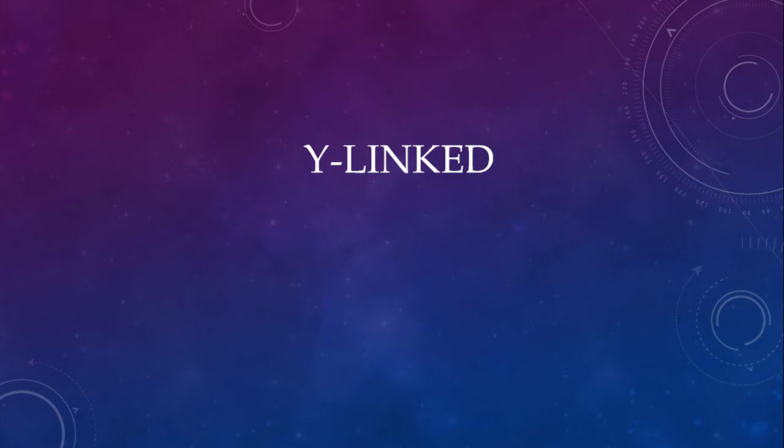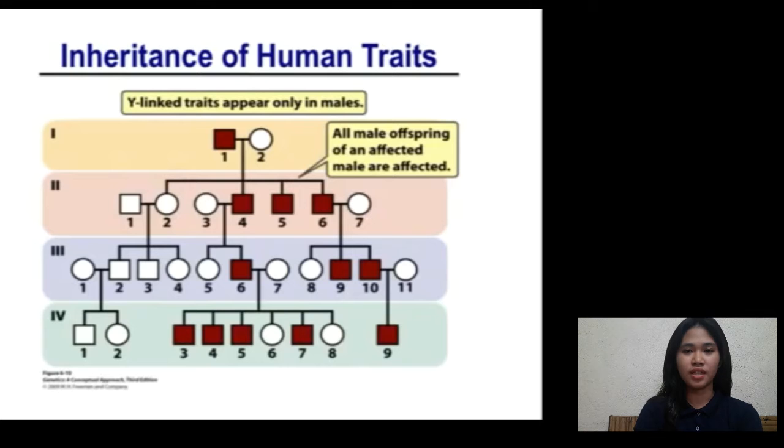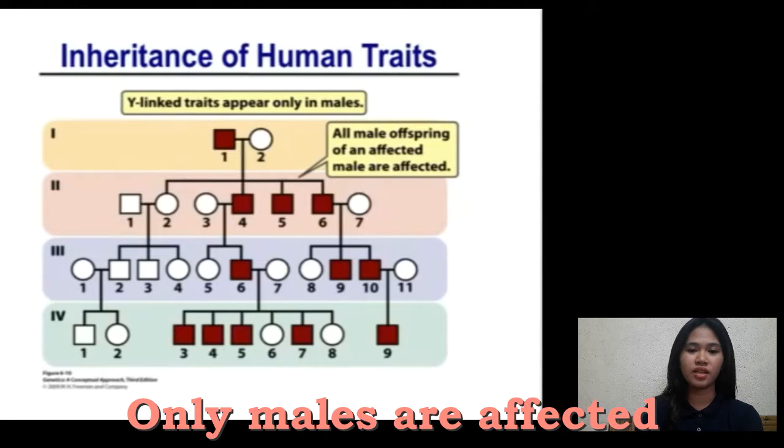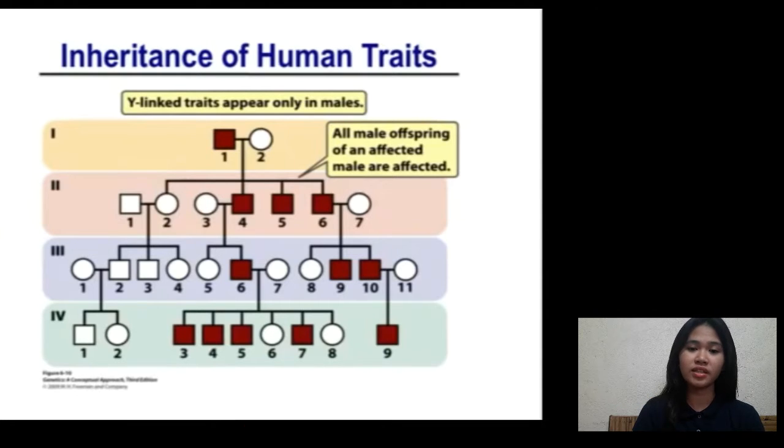And last is Y-linked inheritance. In this type of inheritance, the trait is located on the Y chromosome. And since females don't have Y chromosomes, only males are affected. Since only males are affected, this trait is passed on from father to son. And lastly, in this type of inheritance, the trait does not skip generations.